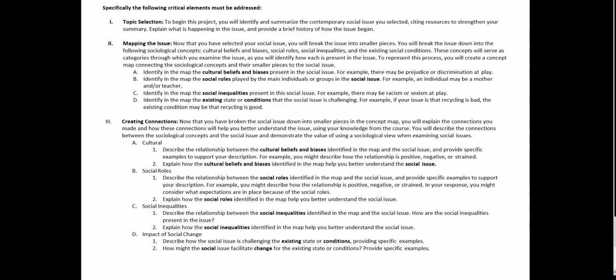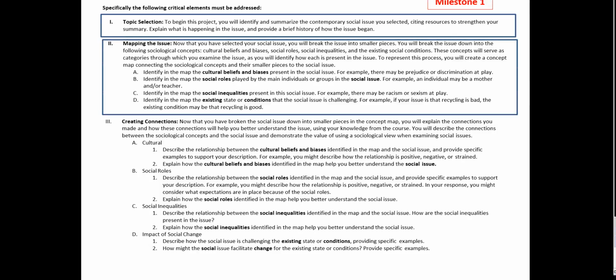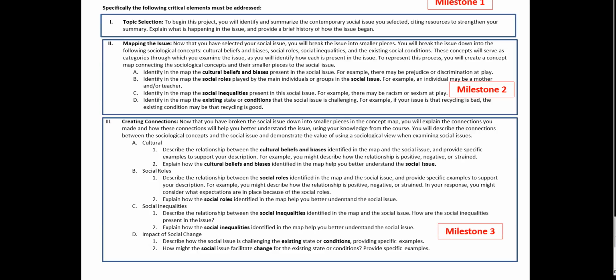Now here's the full prompt, what we call the prompt in the final project. You will see that number 1, topic selection, is milestone 1. 2 is milestone 2. And 3 is actually milestone 3. So you already did this in chunks, right? In the form of milestones.